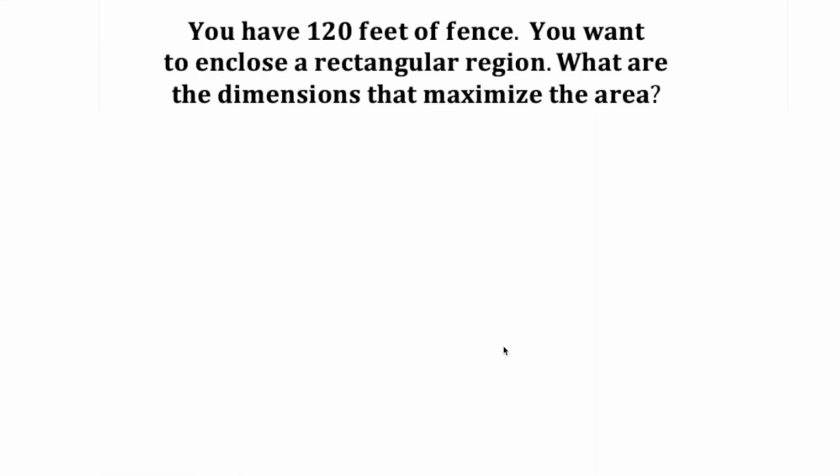We have 120 feet of fencing. You want to enclose a rectangular region. What are the dimensions that maximize the area? So you could do something like this. 50 plus 10 plus 50 plus 10 is 120. This will give you an area of 500 feet squared.